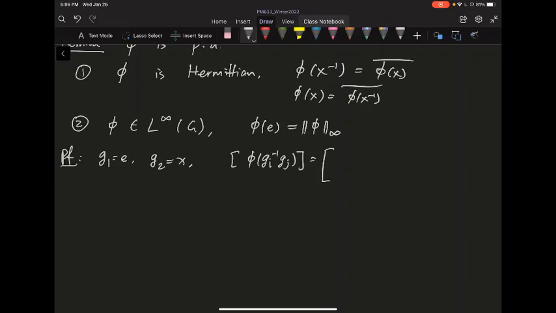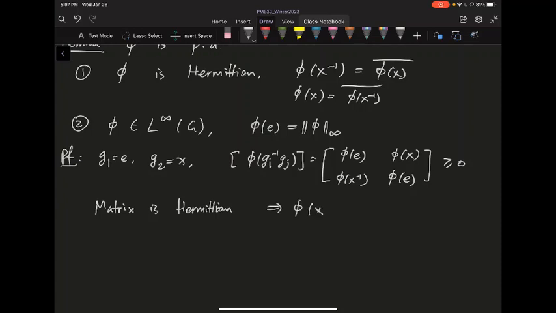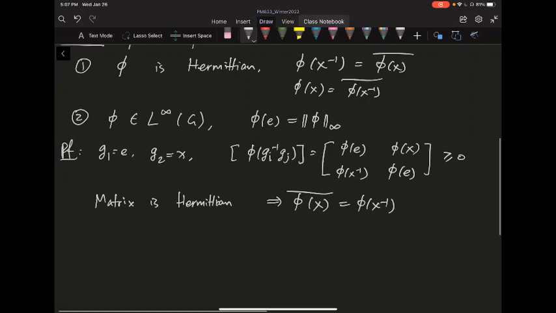Well, this is no other than phi of identity on the diagonal. You have phi of identity, and then here you have phi of x, and here you have phi of x inverse. And you know this is going to be a positive definite matrix, and just from linear algebra, you know if you have a 2x2 complex-valued matrix, if it's positive definite, then it has to be a Hermitian matrix. By Hermitian, this basically equals its conjugate transpose. So immediately you have that phi is Hermitian. So phi of x bar is just phi of x inverse. They have to be the same.